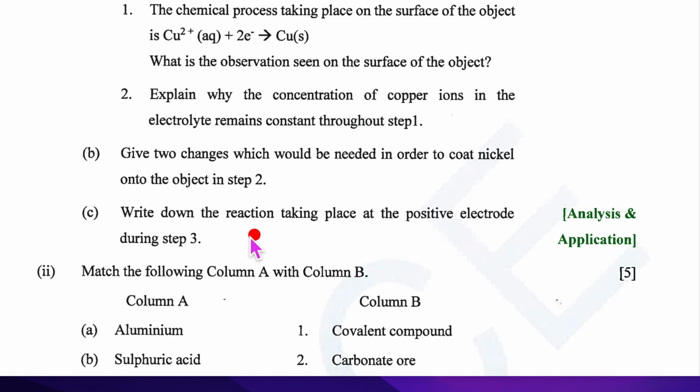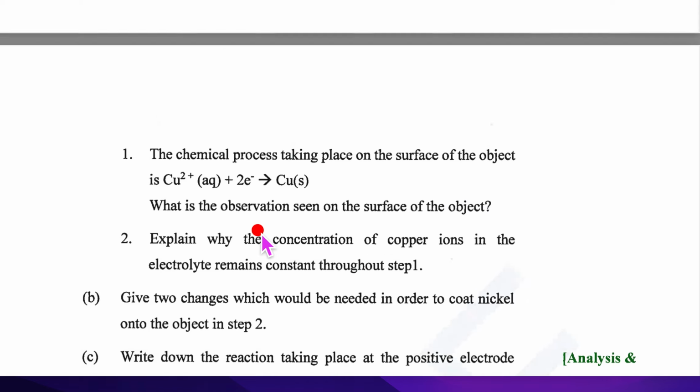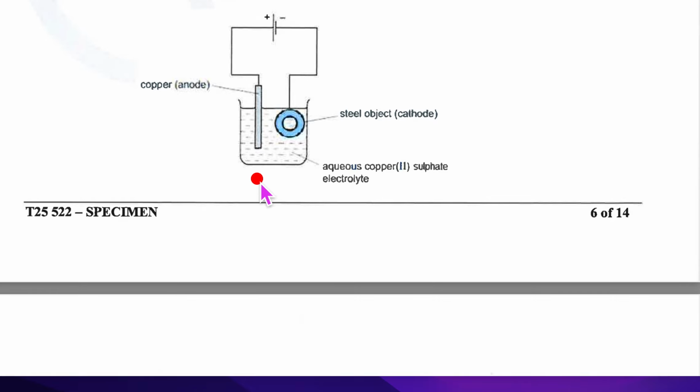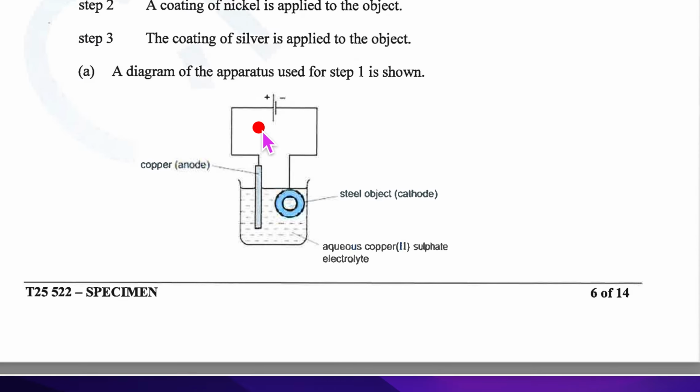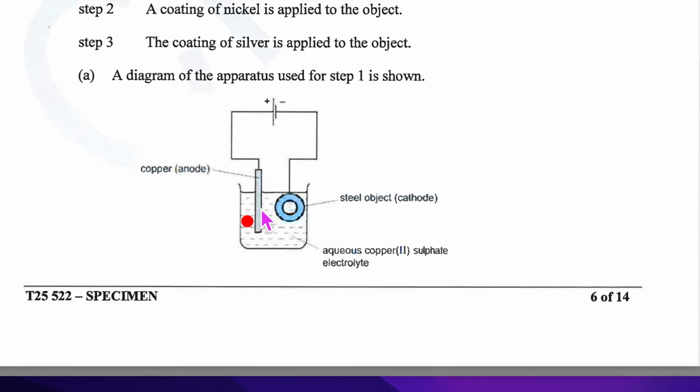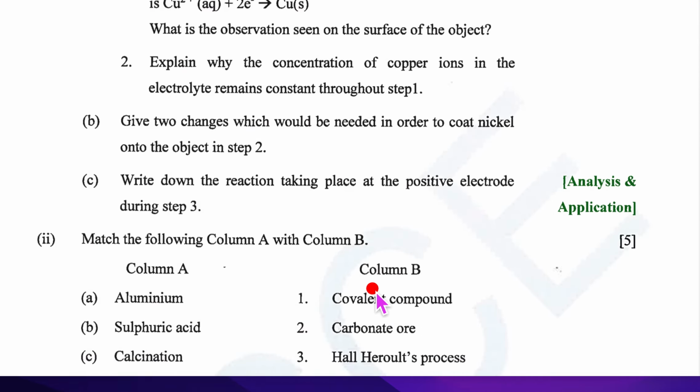We come to write down the reaction taking place at the positive electrode during step 3. Positive electrode is here, and for step 3 we are going to coat it with silver, so this will have to be silver. So silver takes part in the reaction, and the electrolyte being silver argentocyanide solution, the reaction at the anode will be Ag minus 1 electron gives you Ag1 plus.